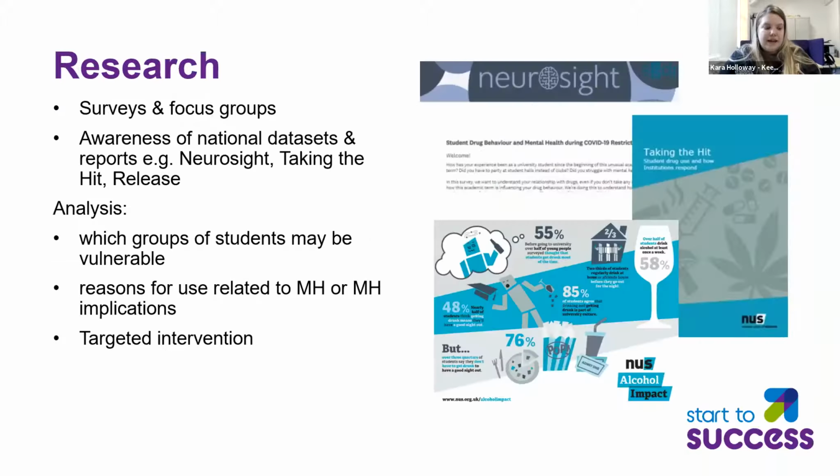And then the final thing that universities can do is around research. It's really important to consider conducting your own research at your organisation so that you can gather relevant and contextual information about substance misuse and mental health concerns of students. But there are also some really great national data sets and reports that are being released as well. So Nurosite, Taking the Hit and Release and others have all produced reports, and this will help to give an understanding of what's happening across the sector.